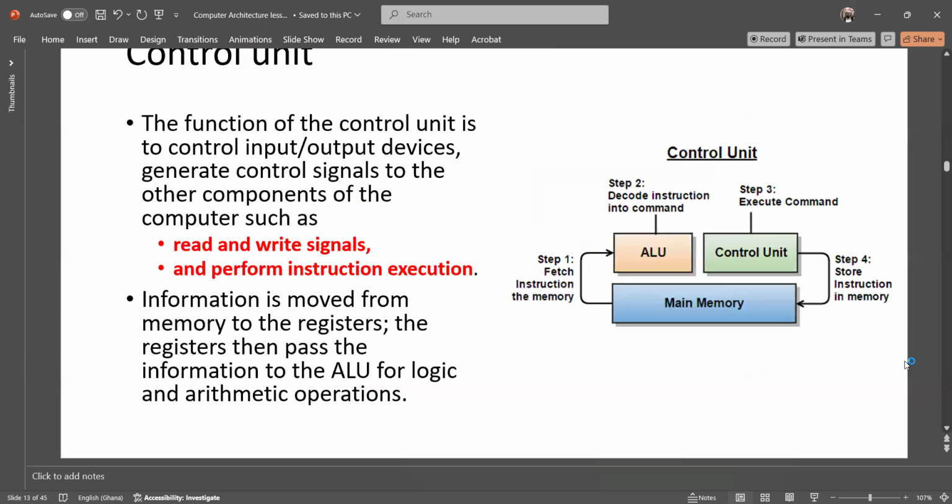The control unit is a very powerful unit. Its job is to dictate what the CPU does. Its job is to dictate what component has to be utilized at what time and when. Its job is to dictate what instruction should be performed, when it should be performed, who should perform it, how it should perform. Its job is to send read and write signals to the various peripheral devices.